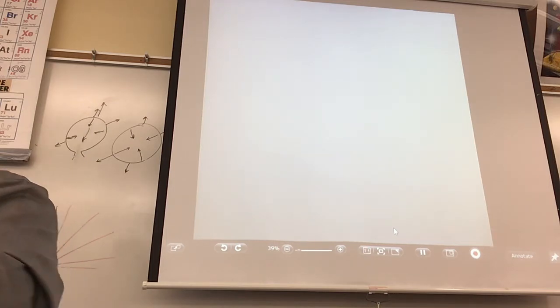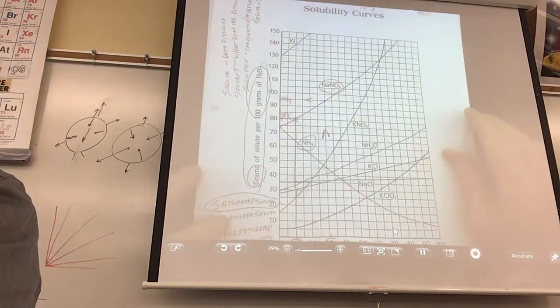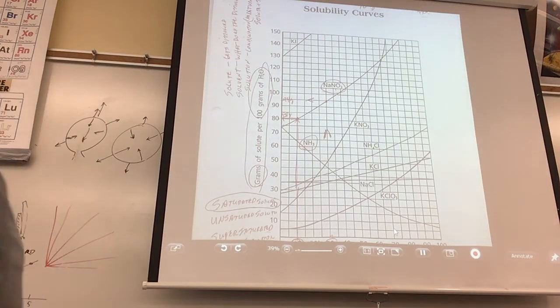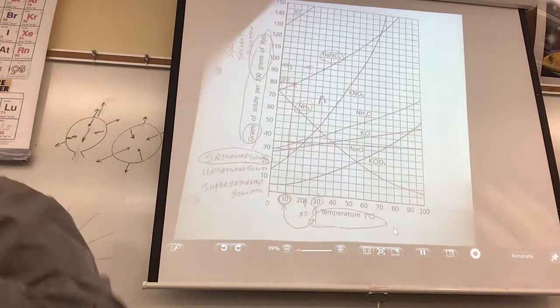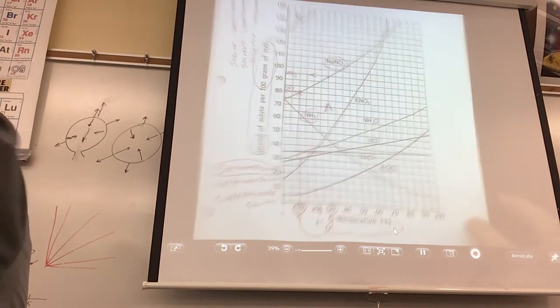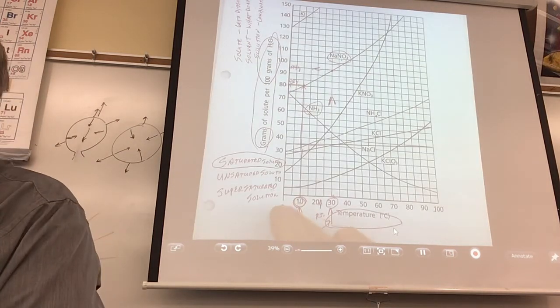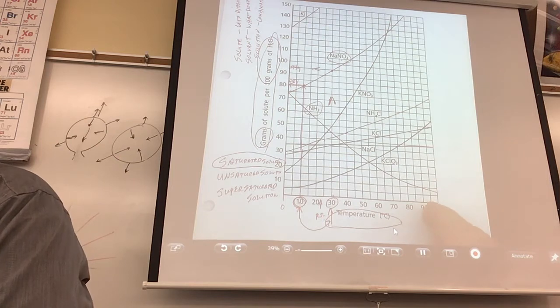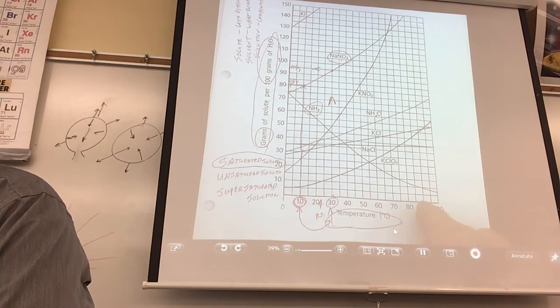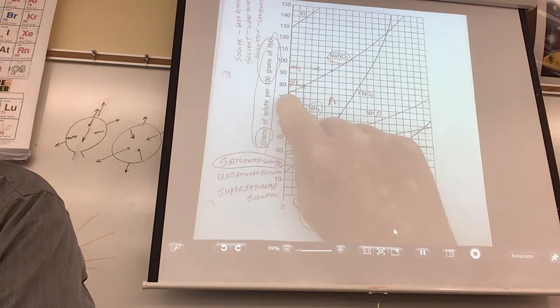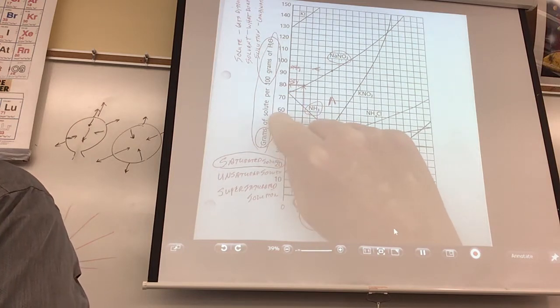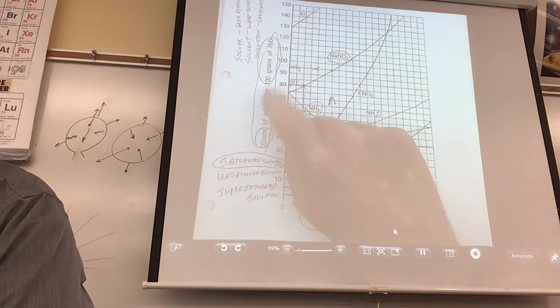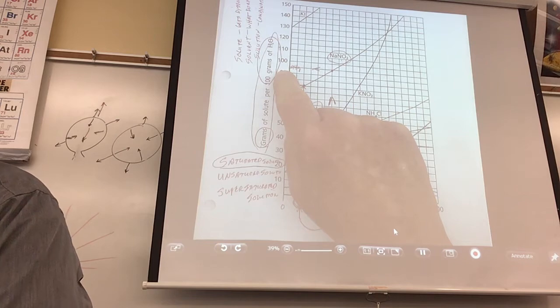All right, so let's look at the graph again. What's on the x-axis? You say temperature. Okay. So the water is either really cold water or it's like boiling water. Everybody okay on that? Do you understand the x-axis? What is this axis? Grams of what? Solute, but per what? Per 100 grams of water.